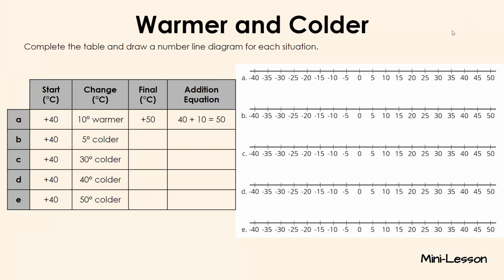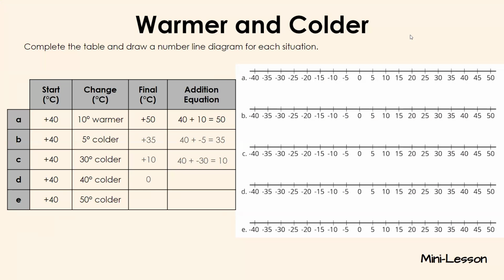So we start at 40, 5 degrees colder, we end up at 35. Equation would look like this. 40 plus -5 equals 35. We start at 40, 30 degrees colder, we're going to be at 10. That would look like this. 40 plus -30 is 10.